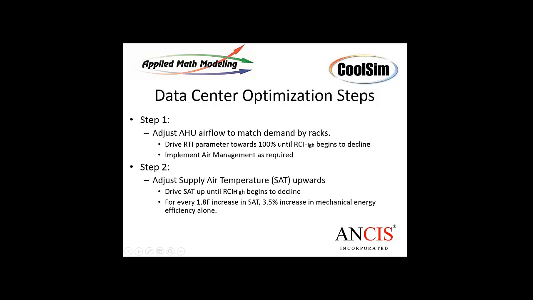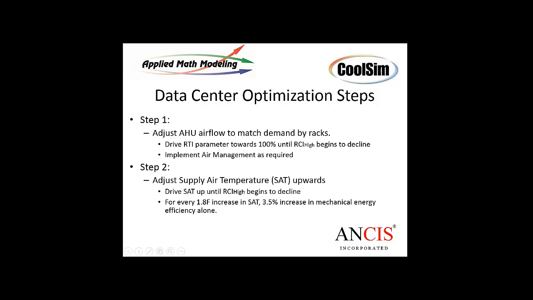But what we're going to do is begin to turn down the air supply. And that would drive up the RTI until it gets to 100%. But as you begin to take air out of the room, sometimes RCI high begins to decline, which means you've got some hot spots. You can see them in a CFD model. That's the beauty of modeling, is you can see now where they are. You can implement air management as necessary and then run it again. And what you find is, oh yeah, the hot spots went away. Now I'm all set. I may have a little bit too much cold going on. So then you can begin to push supply air temp up.